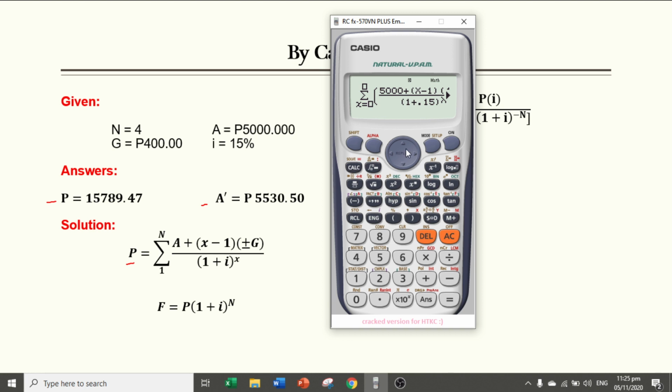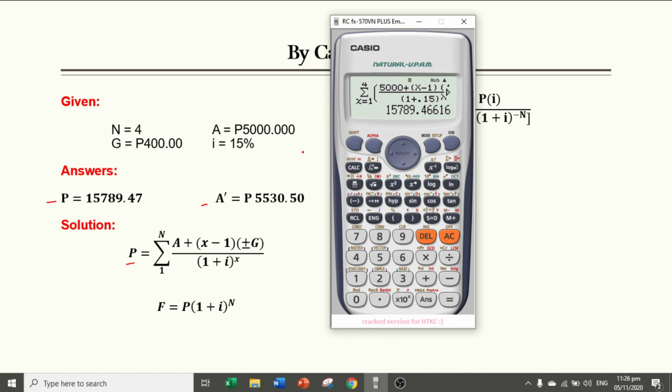So, try natin kung lalabas. From year 1, ilang period tayo? 4. To 4. Okay? So, equals 15,789.47. Saktong-sakto yan. Walang labis, walang kulang. Walang decimal difference. Now, solving for the A prime.